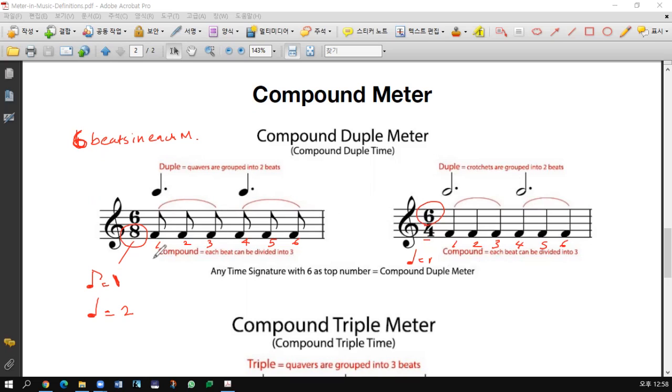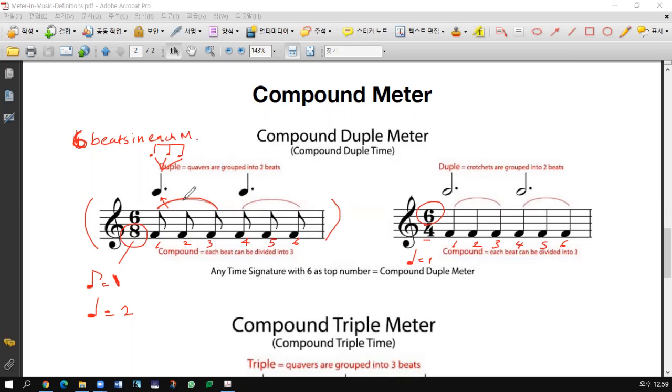So if you look at this example, if you combine 3 eighth notes, it's going to be a dotted quarter note, right? So a dotted quarter note can be divided into 3 eighth notes, right? So this is compound meter. Compound meter means each beat can be divided into 3, right?